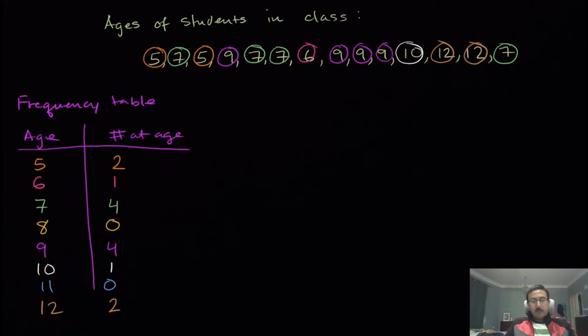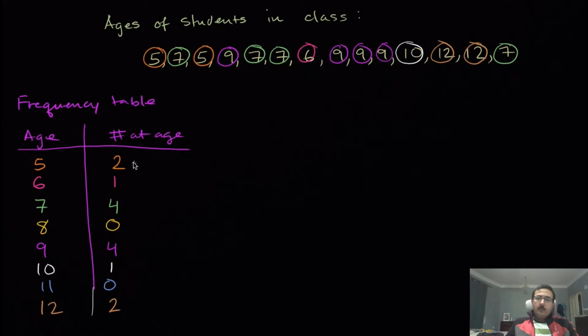So what we have just constructed is a frequency table. You can see for each age how many students are at that age. So it's giving you the same information as we have up here. You could take this table and construct what we have up here. You would just write down 2 5s, 1 6, 4 7s, no 8s, 4 9s, 1 10, no 11s, and 2 12s. And then you would just have this list of numbers.